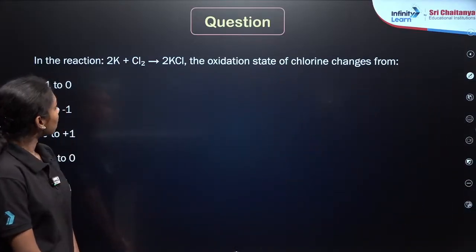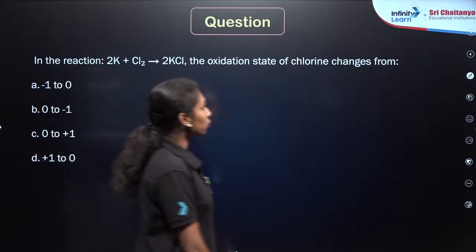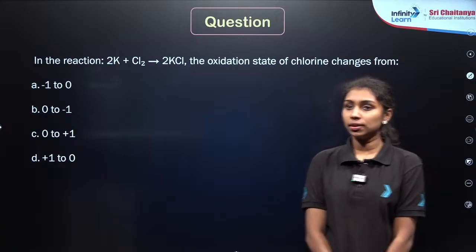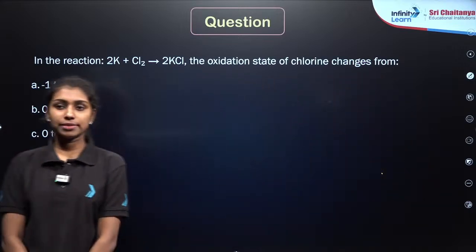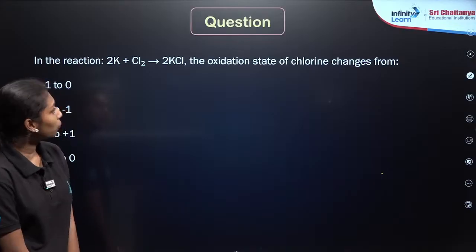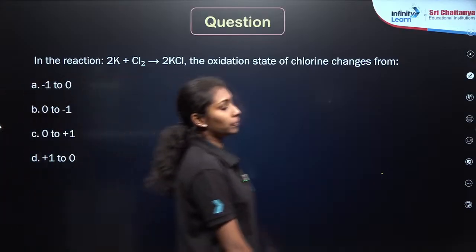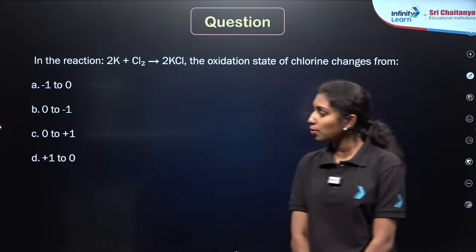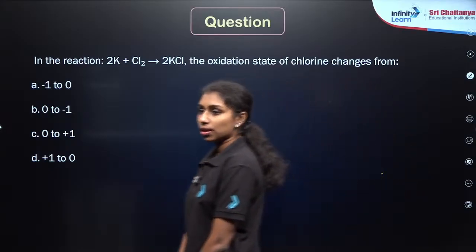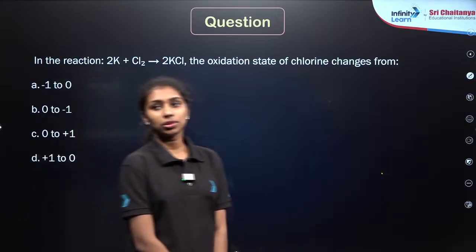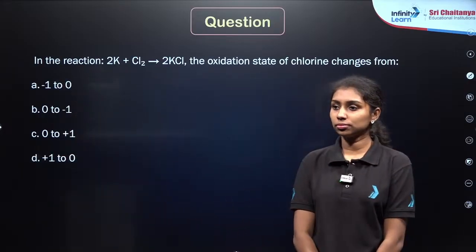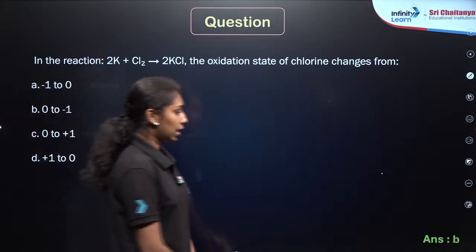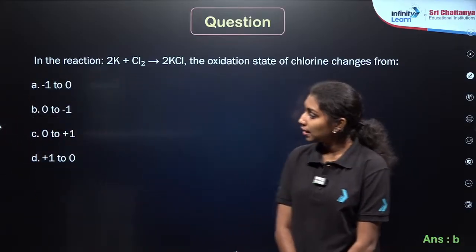In the reaction 2K plus Cl2 gives 2KCl, the oxidation state of chlorine changes from... Again, this is a question about the oxidation number. Try to find out the oxidation number of chlorine in this particular reaction and give me the answer first. Options are given here as -1 to 0, 0 to -1, 0 to +1 and +1 to 0. Yes, option B will be the correct answer, that is 0 to -1.